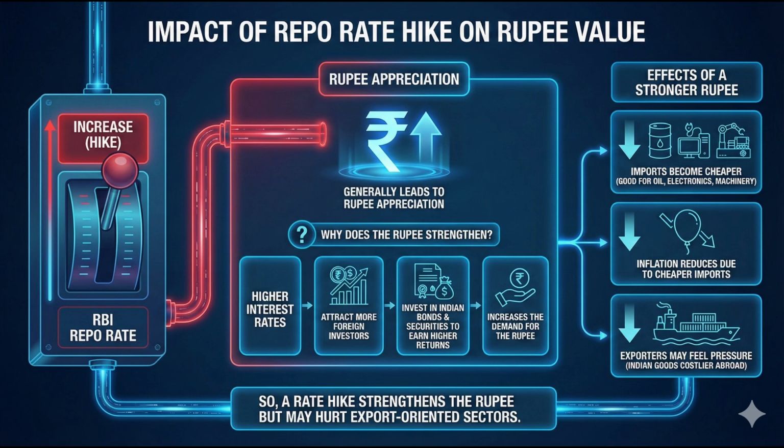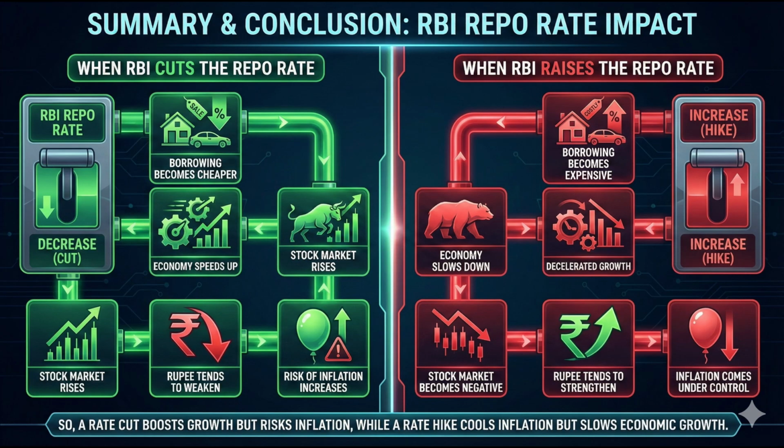Effects of a stronger rupee: imports become cheaper, good for oil, electronics, machinery. Inflation reduces due to cheaper imports. Exporters may feel pressure because Indian goods become costlier abroad. So a rate hike strengthens the rupee but may hurt export-oriented sectors.